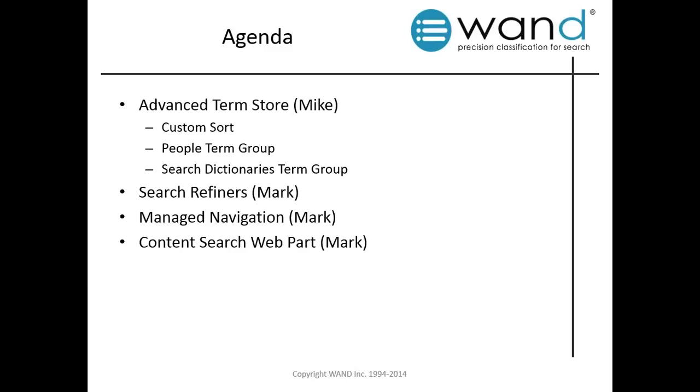And after that, I'm going to take over and show you how to set up search refiners in the SharePoint search, so to use your managed metadata terms to enable people to do search and filter by those tags. We're going to talk about how to set up your site for managed navigation. It's really more of a 2013 and SharePoint Online feature. And then we're going to wrap up and look at the content search web part to show you ways that you can use managed metadata to present content dynamically on pages. And then we'll wrap up with a question and answer. With that, Mike, I'm going to pass it to you and go ahead and tell people about the custom sort.